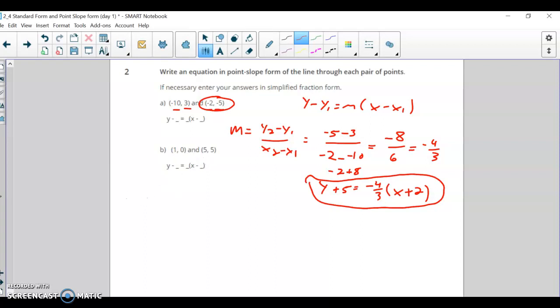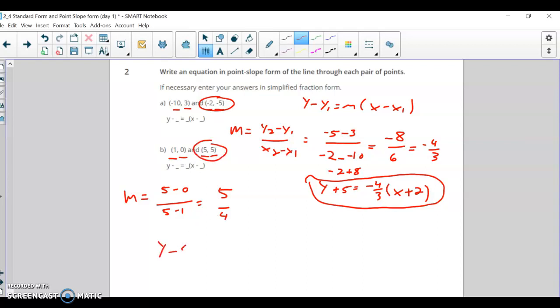All right, so for B, the slope, again, I'm going to do the y's on top, so 5 minus 0, and then the x's would be 5 minus 1. So you get 5 over 4, so that's our slope, and then take either one of the points. So again, maybe let's take this point.